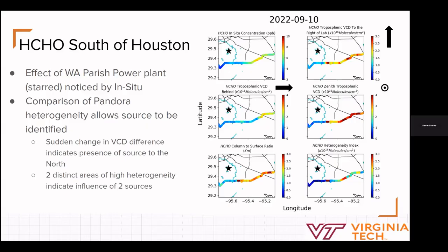And so from this comparison, we can see that this area is not being affected by really any one major source, but through the interaction of these two sources, we're seeing much higher values of formaldehyde than what any individual one could provide.